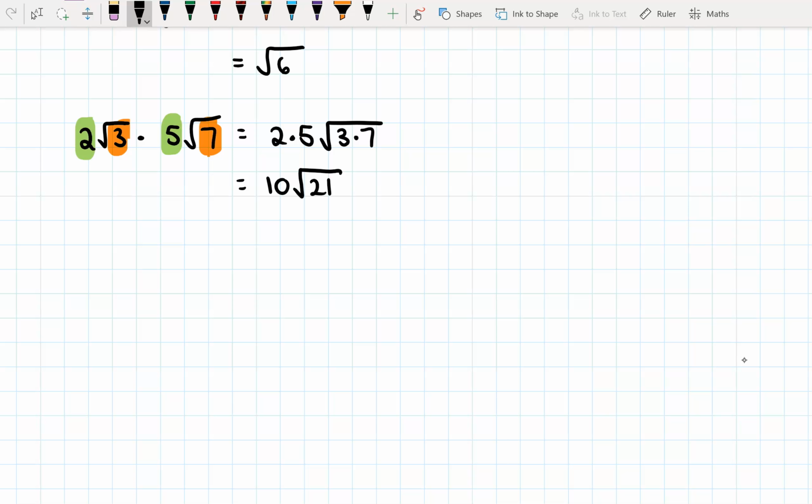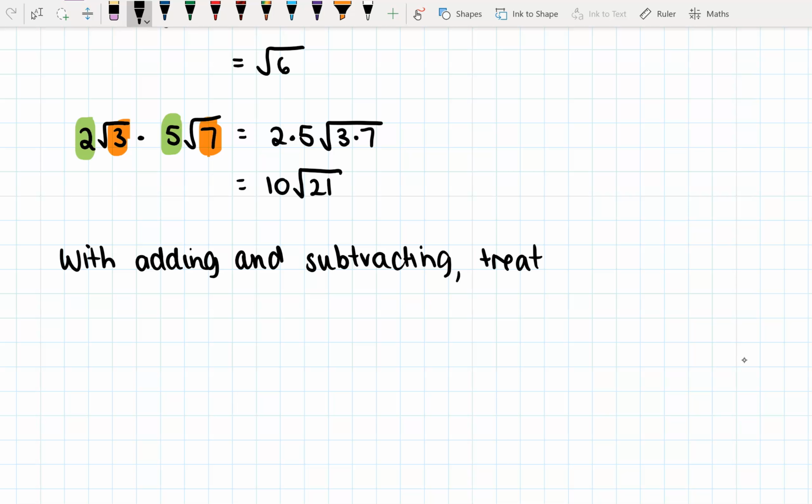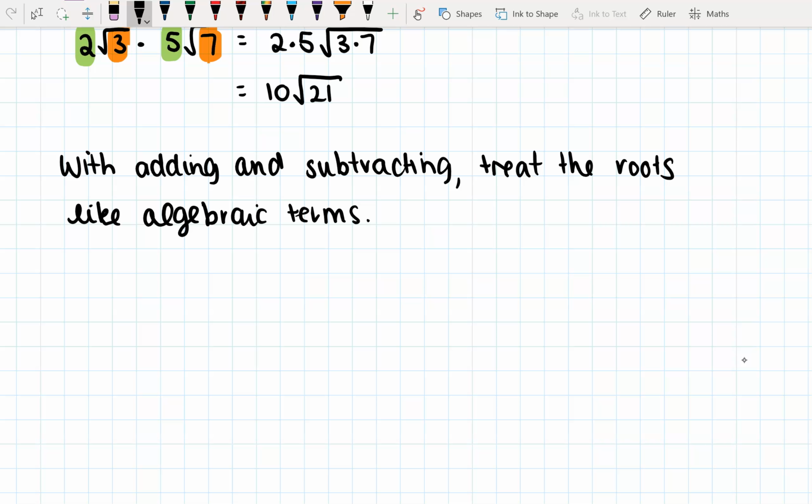Now, with adding and subtracting, it's a little bit different. The really nice thing though is with adding and subtracting, we can actually treat this like algebra. So with adding and subtracting, treat the roots like algebraic terms. Now, that may make absolutely no sense to you right now, but let's have a look at it. In algebra, if I said to you, what is 3a plus 5a? You guys know that that's the same as 8a. Nice and easy. Those are like terms. They've got the same variable. They're both a's, so we can add them together. We get 8a.